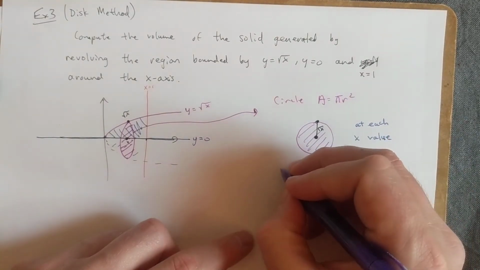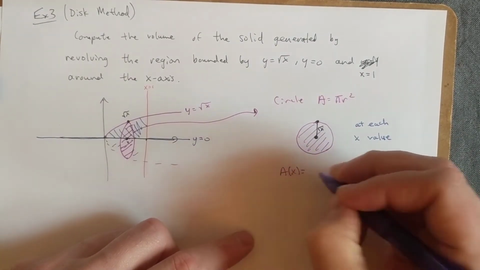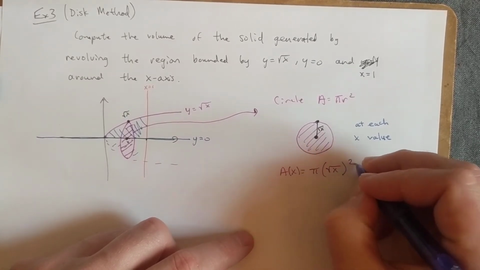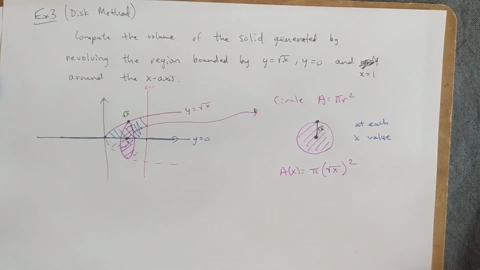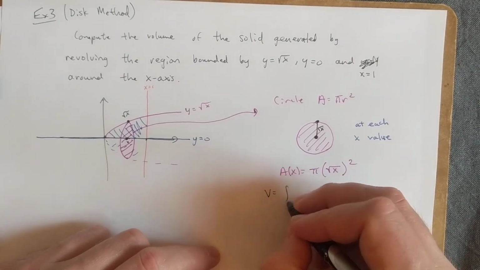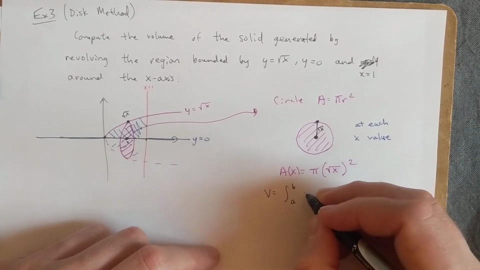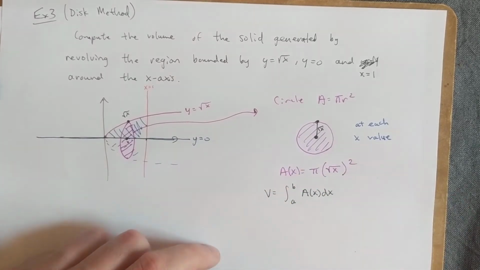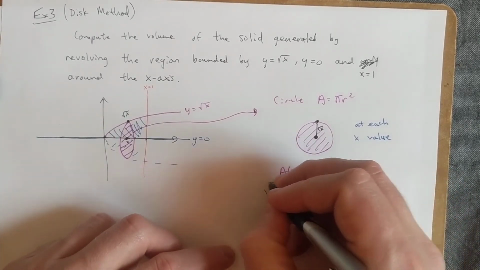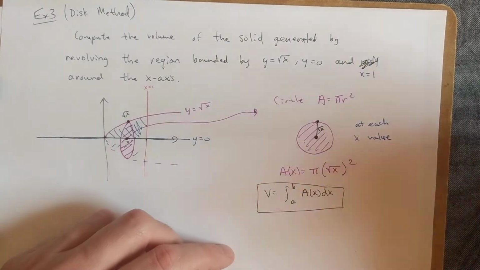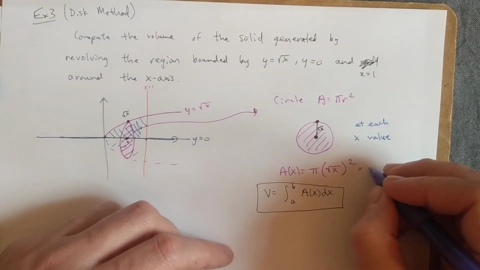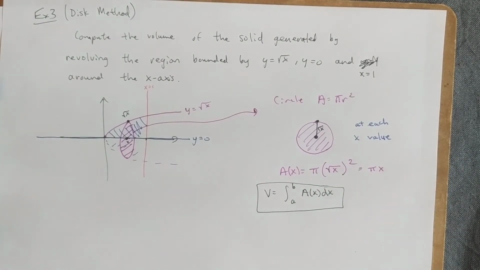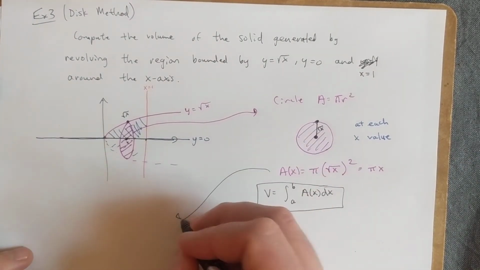And so the area function, A of x, is equal to pi r squared, in this case r is the square root of x, and we square it. And remember that we're going to compute the volume, going from a to b, of the area function dx. Okay, so this is that function. Let's also notice that we can simplify this to just pi x, because the square root of x squared is x.